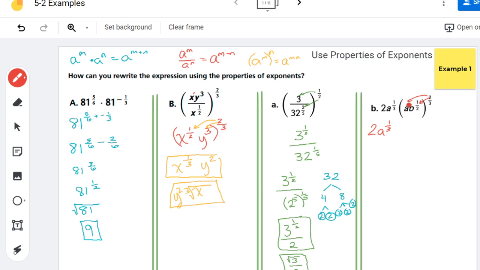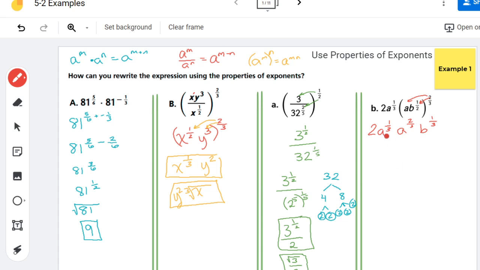So this is a to the 1st, so 1 times 2/3 turns this into a to the 2/3. And then I have b, and there's a 2 in the numerator and a 2 in the denominator that cancel out. So it turns into b to the 1/3.